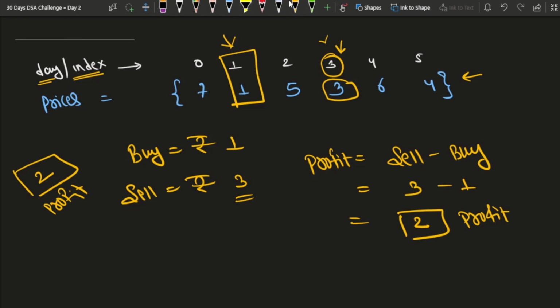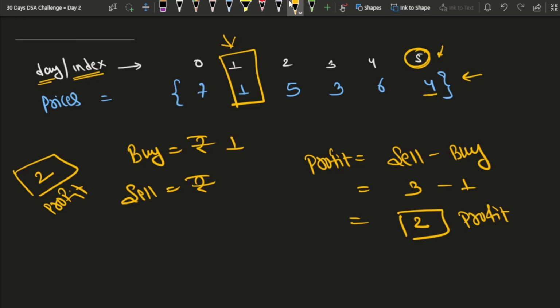Now let's say instead of selling the stock on day number 3, I decide to sell that stock on day number 4. Then how much money will I get? I'll get 4 rupees. Let me just change the color. Now what will be the profit? Let's calculate the profit again. The formula for profit is sell minus buy. So the value of sell is 4 and buy is 1. So 4 minus 1 is equal to 3.